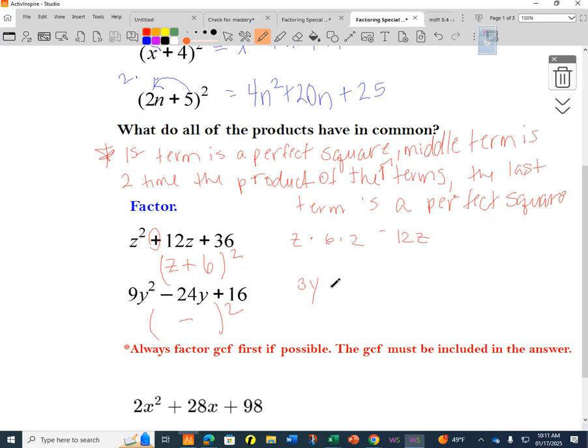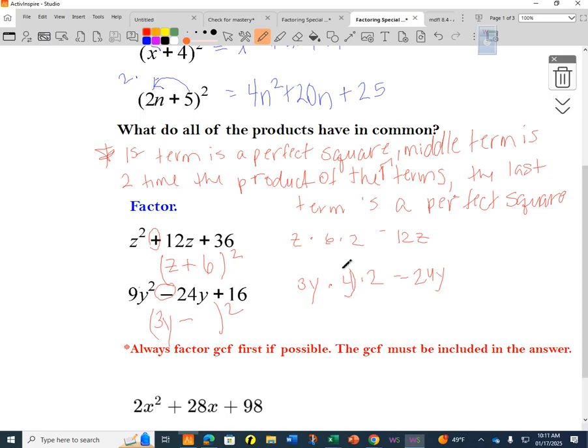4. So 3y times 4 times 2 is 24y. That's our middle term. So we know this is a perfect square trinomial. So now we can use our shortcut. We can give ourselves empty parentheses. We use this operation. And now this is the square root of 9y squared. It goes in the first spot.